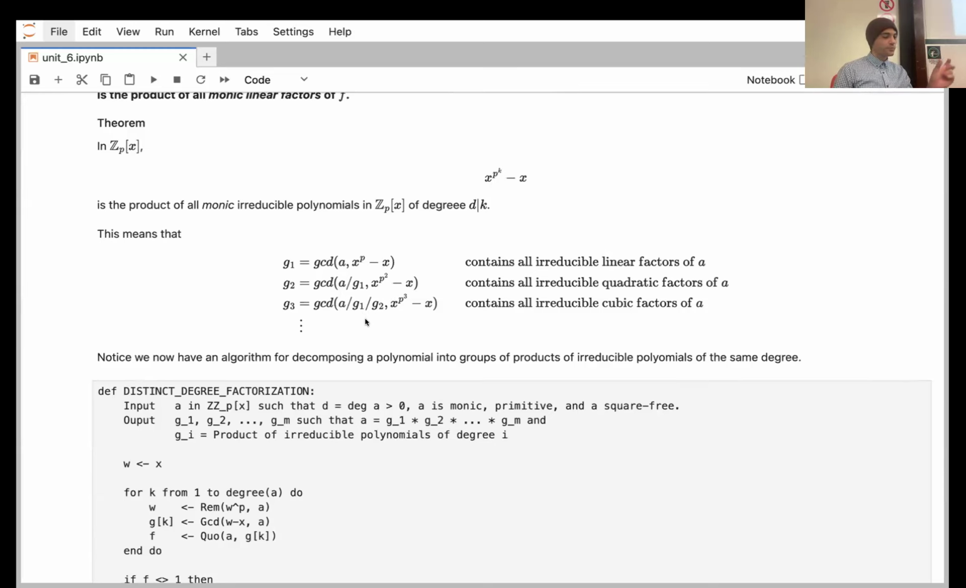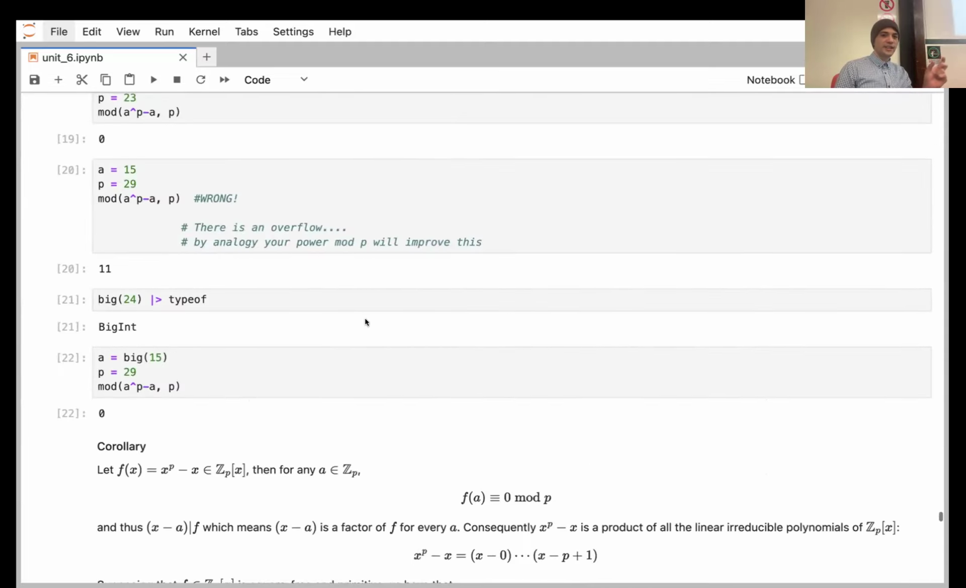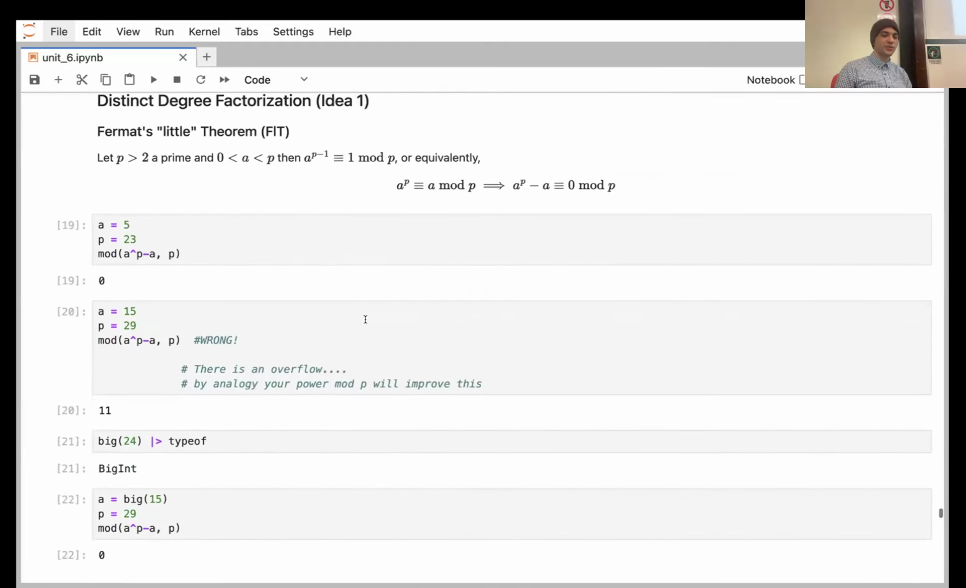So now what this distinct degree factorization allows us to do is, given our square-free monic primitive polynomial, we can now break that into groups, where each group is the product of irreducible linear factors, the product of irreducible quadratic factors, and cubics and quartics and so on and so forth.